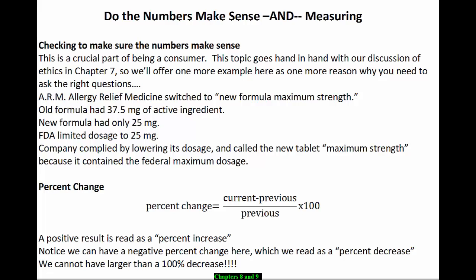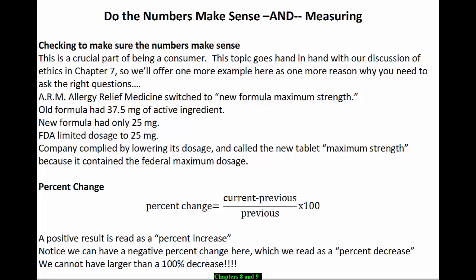Allergy relief medicine said they switched to a new formula, maximum strength. However, the old formula had 37.5 milligrams of the active ingredient, and the new formula had only 25 milligrams. It turns out the FDA recently limited the dosage to 25 milligrams. The company complied and lowered its dosage, but called the new tablet maximum strength because it contained the federal maximum dosage. Always check that the numbers make sense.